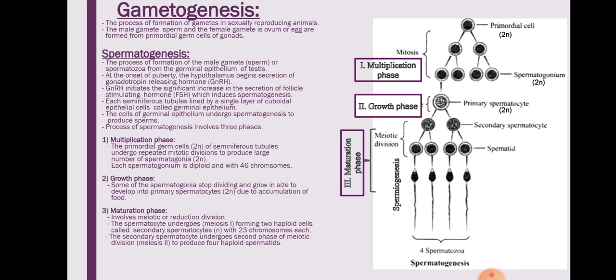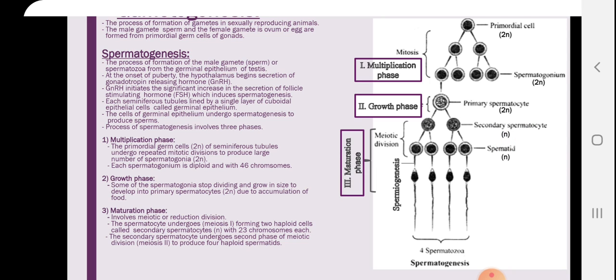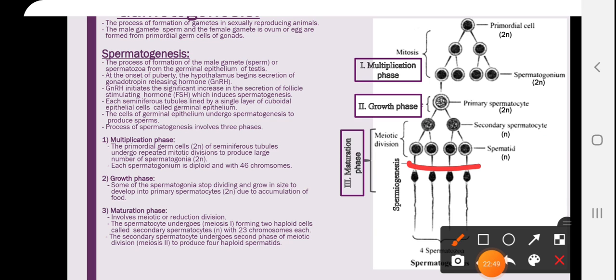The spermatocyte undergoes meiosis 1, forming secondary spermatocytes. Now you can see here the primary spermatocyte has entered meiosis 1 and formed a secondary spermatocyte, which is now haploid. Then the secondary spermatocyte undergoes the second phase, meiosis 2, to produce 4 haploid spermatids. Now you can all see that these are spherical, circular cells.